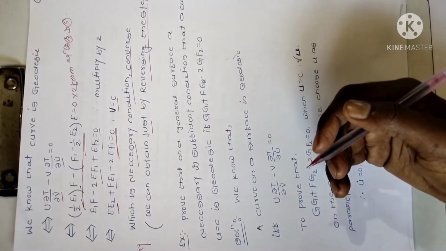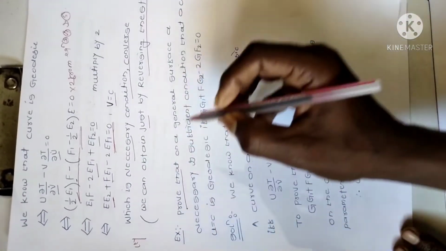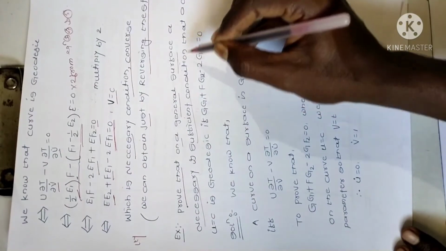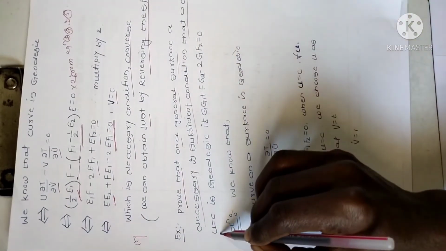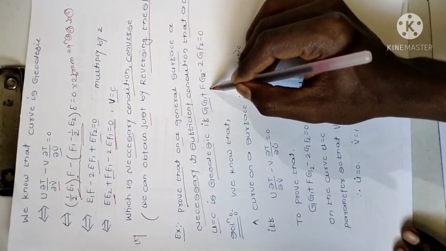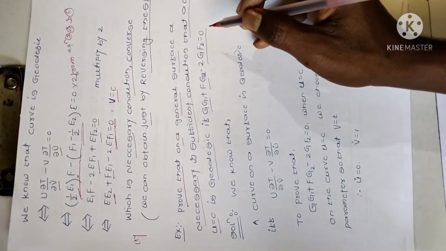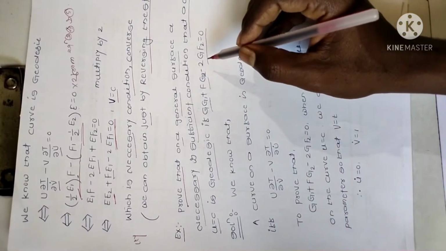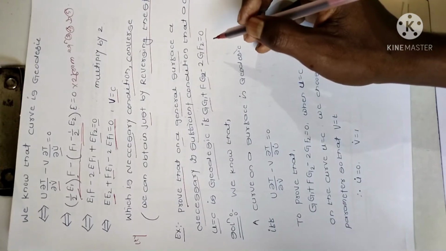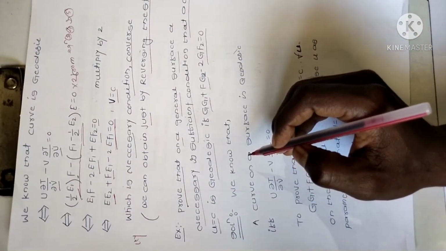Next example: prove that on a general surface a necessary and sufficient condition that a curve u equal to c is a geodesic is G G1 plus F G2 minus 2 G F2 is equal to 0. So in this example we prove the necessary and sufficient condition, similar to the last theorem. The solution of this example is the same as the last theorem.